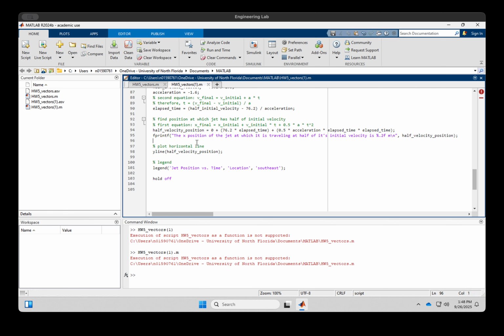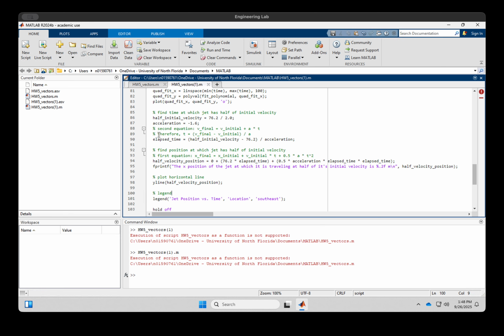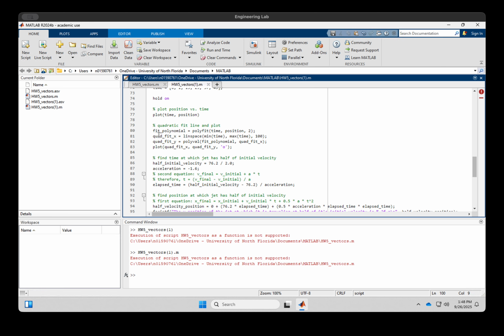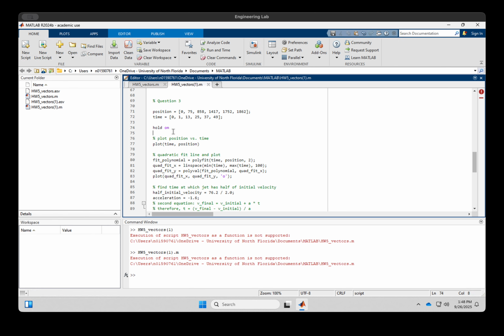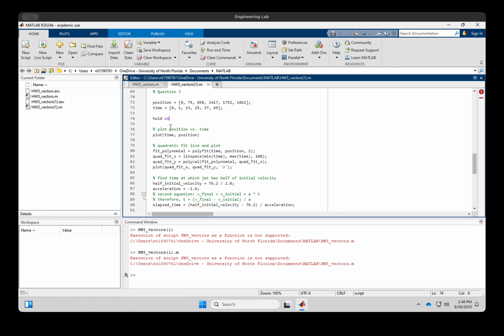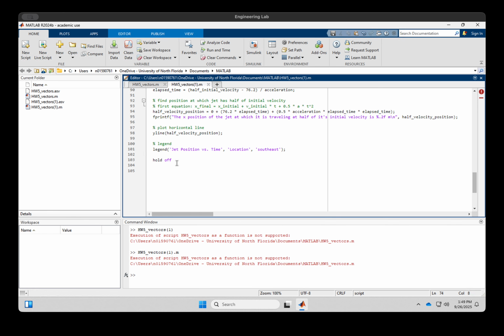And you need to plot a horizontal line using that. You just do y line for a horizontal line, and then the wedge, and then the hold on and hold off, that's for plotting multiple things on the same figure. If you want multiple lines on the same figure, you need to do hold on when you start, plot everything, and then hold off. If you don't do that, it'll just keep clearing it and plotting a new thing. But if you want them all on the same figure, you have to do hold on, hold off.